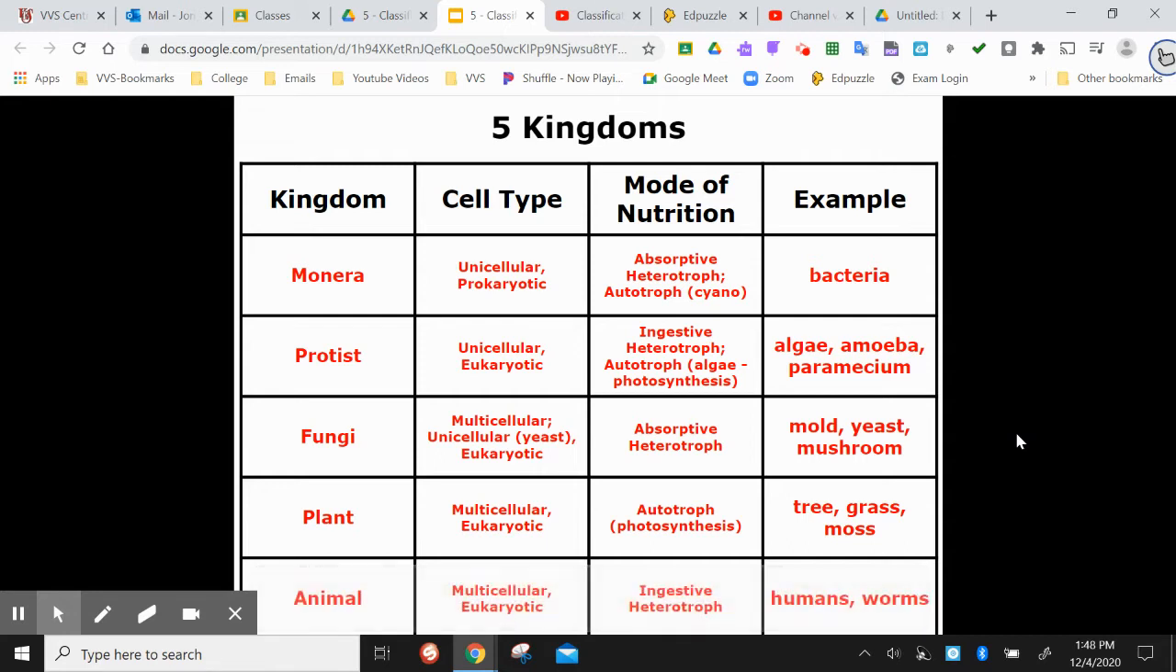And then finally, we have our animal kingdom. Again, multicellular, multiple cells. They have a nucleus. They're eukaryotic. These are ingestive heterotrophs. Ingestive means they eat, basically, and heterotrophs means they can't make it themselves. Okay? They've got to eat their food in order to get the energy from it. Okay?